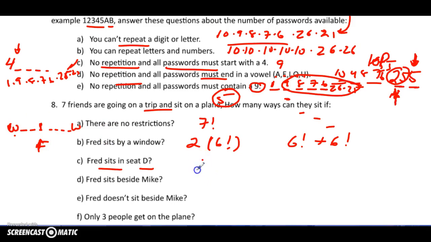Well, there's 6 other people, and we just put them in any order. Okay, so this spot's gone, and that would have been in seat A, any spot. Once Fred's gone, he has to be there. Then you have the other 6 people. You have to line them up, and no matter what happens, Fred's got to be here.